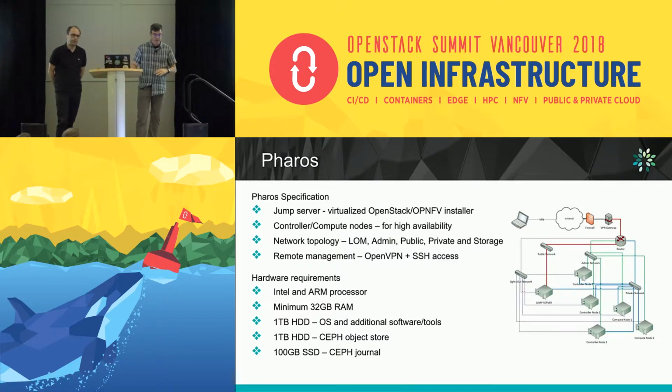What we have in our hardware setup, we define in a specification as part of the Pharos project. We have a jump server, which we use to deploy OpenStack and OPNFV. We have controller and compute nodes, 5 of those for high availability. We have different network setups for lights out management, admin networks, tenant networks, and private networks to do our deployment. Then we connect those to different labs through VPN and SSH to the different nodes. Hardware can be Intel or ARM. We have at least 32 gigs of memory on all of our nodes, and several disks for the OS, for Ceph storage, and Ceph journaling.